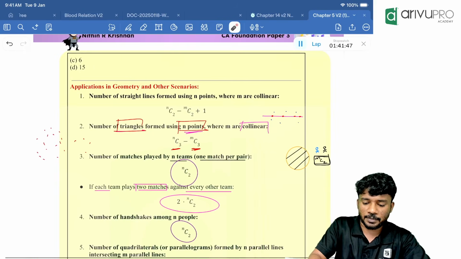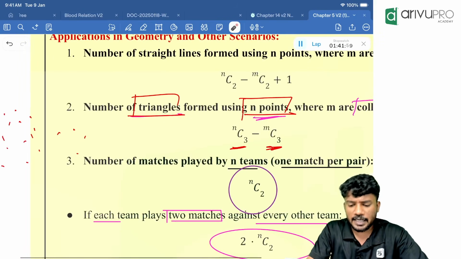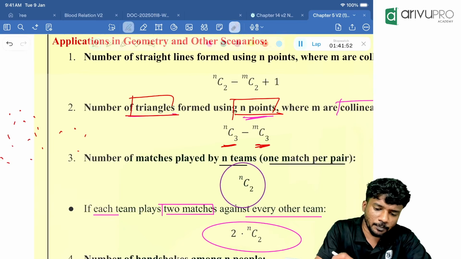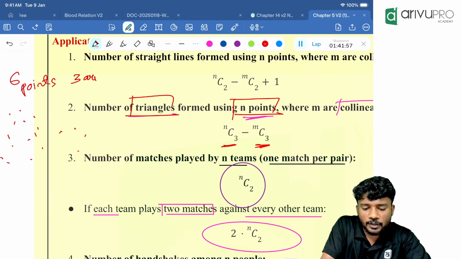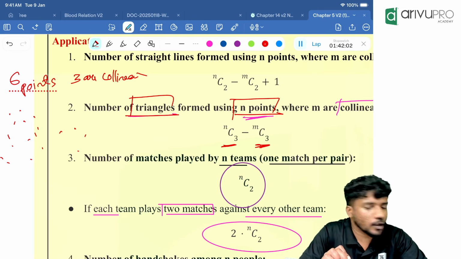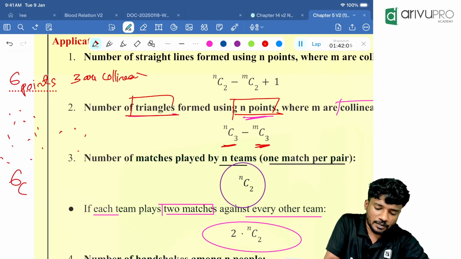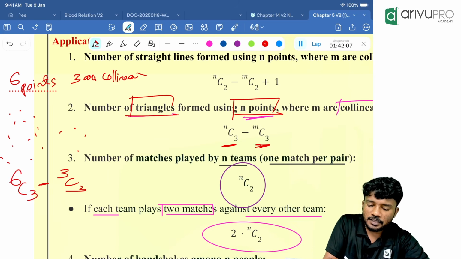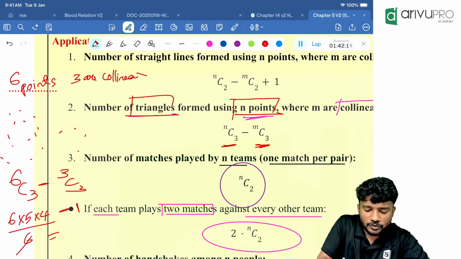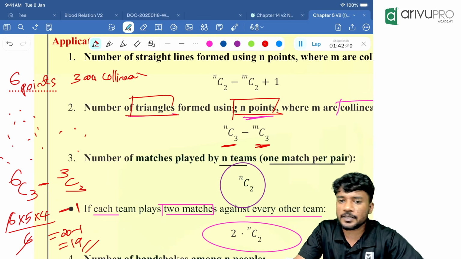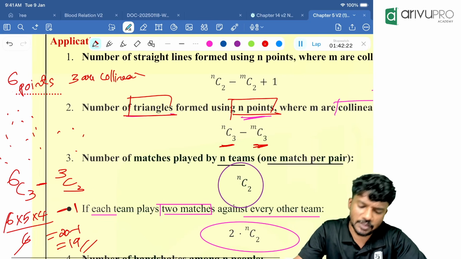Now the first question, people. Find the number of triangles formed using 6 points where 3 are collinear. 6C3 minus 3C3. 6C3 is how much? 6 into 5 into 4 divided by 6. 3C3 is how much? 1. So, 20 minus 1 is equal to how much? 19. Got it, people? Understood this? Yes.